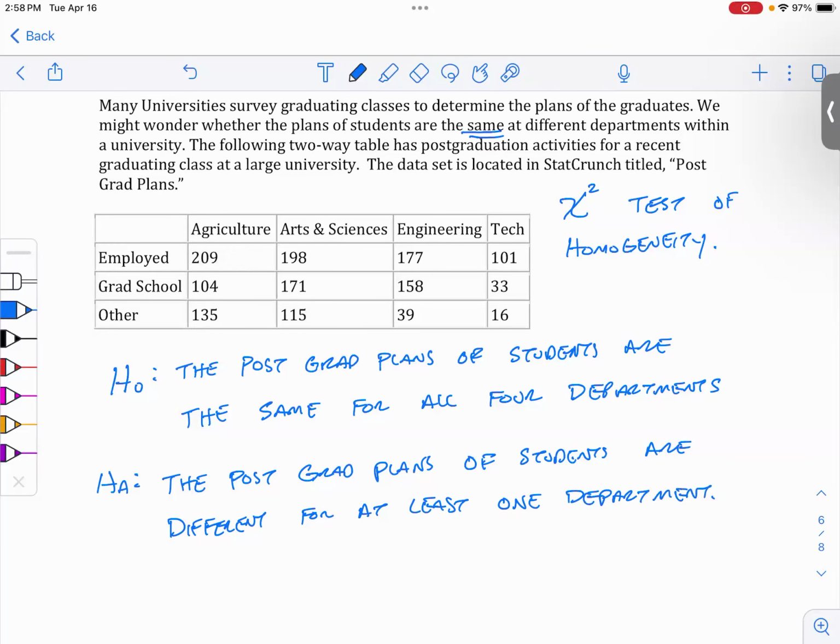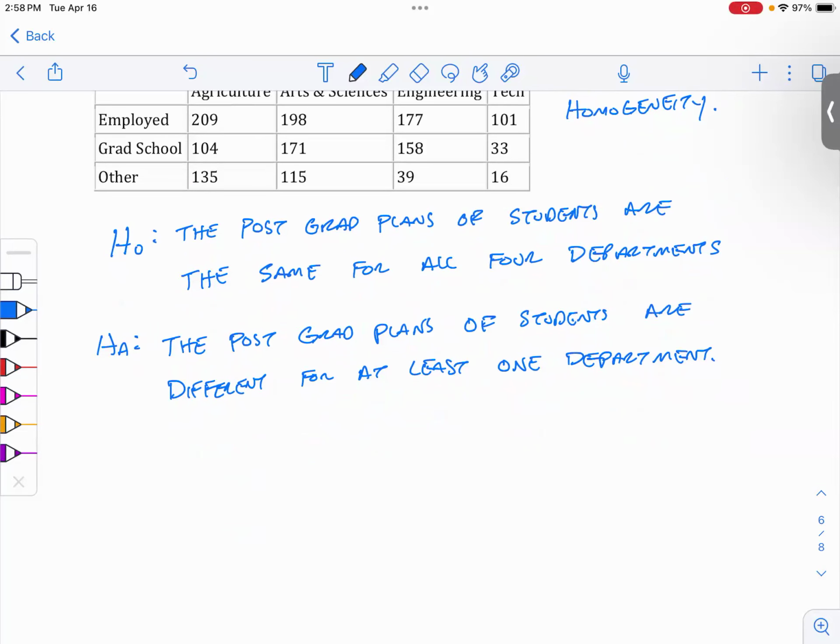And then the alternative would be, all right, the post-grad plans of students are different for at least one department. Now, be aware, the post-grad plans for 3 of the departments could be the same, and one of them is different, or all 4 could be different. So that statement is saying that at least one of them is different, all right? Could be 2 of them, could be 3 of them, could be all 4, all right? And we write these in a general way that all the same, something different. That's all this is saying.